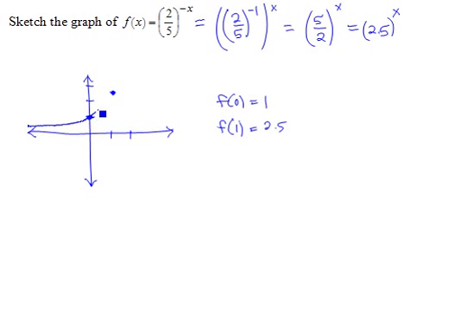Likewise, when x is negative, we'll be taking the reciprocal of 2.5 and then either squaring it or cubing it, or raising it to a power, and that will effectively drive that to 0 as we go to minus infinity. So an approximate shape for this graph is shown here.